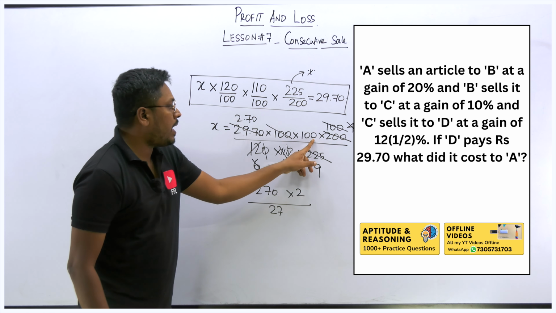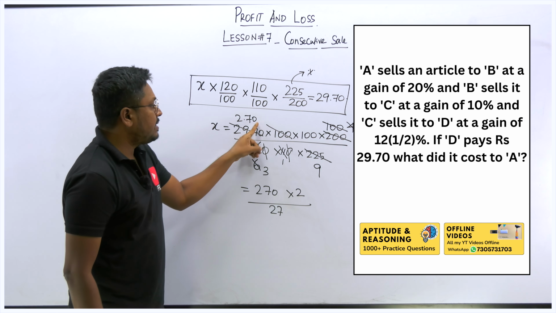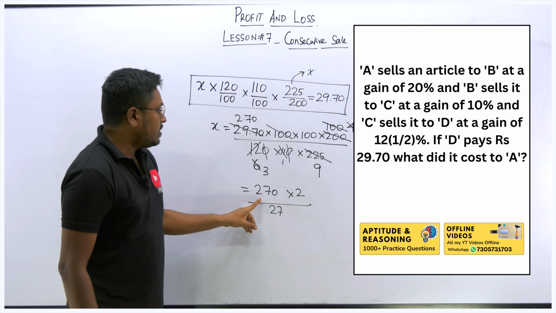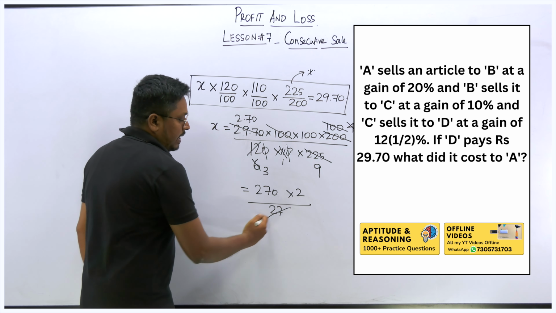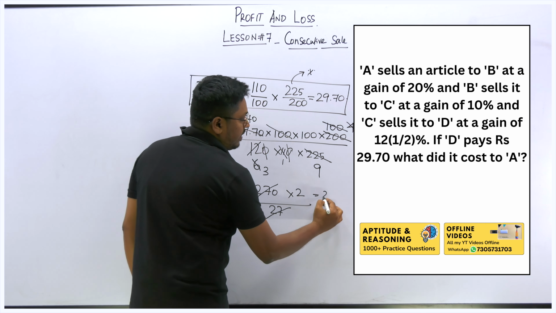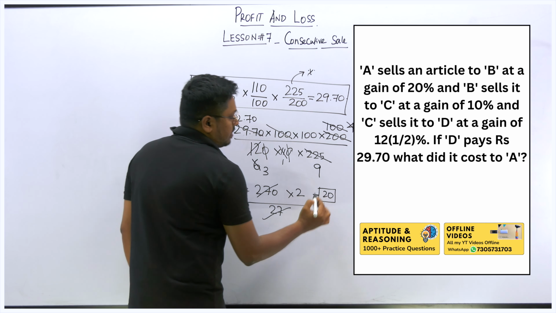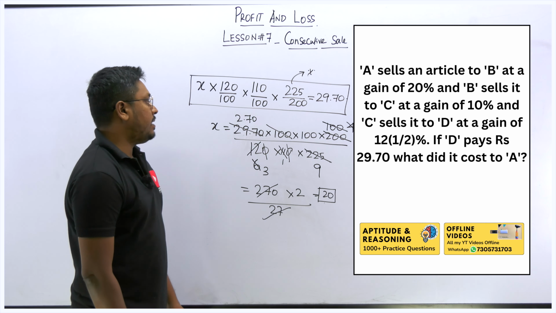Just listen here. In the numerator we have 2.70 into 100, which is 270, and 2. In the denominator, 9 into 3, 27. So cancel this, 10 into 2 will be 20. That's it. So the answer for this question will be 20.